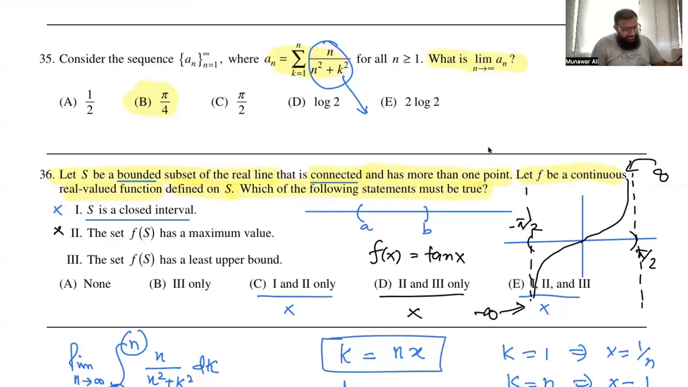Okay. So the set f of S has a least upper bound. The first thing is, does it have an upper bound? Its upper bound goes to plus infinity. And what is the least of that upper bound? It's again plus infinity. So we say that the upper bound does not exist. So we simply exclude this option as well. Hence, the correct option is A, because an upper bound should be a finite value. An upper bound cannot be infinity.